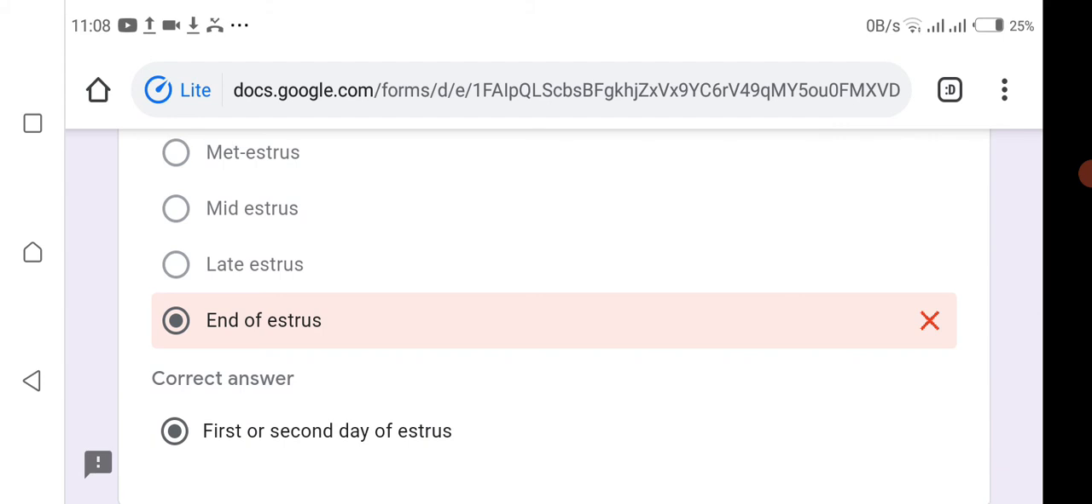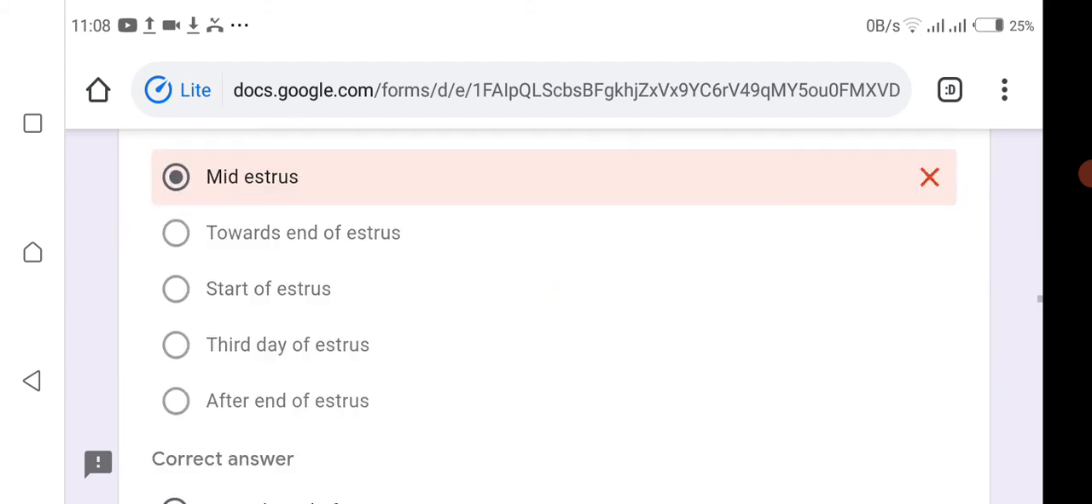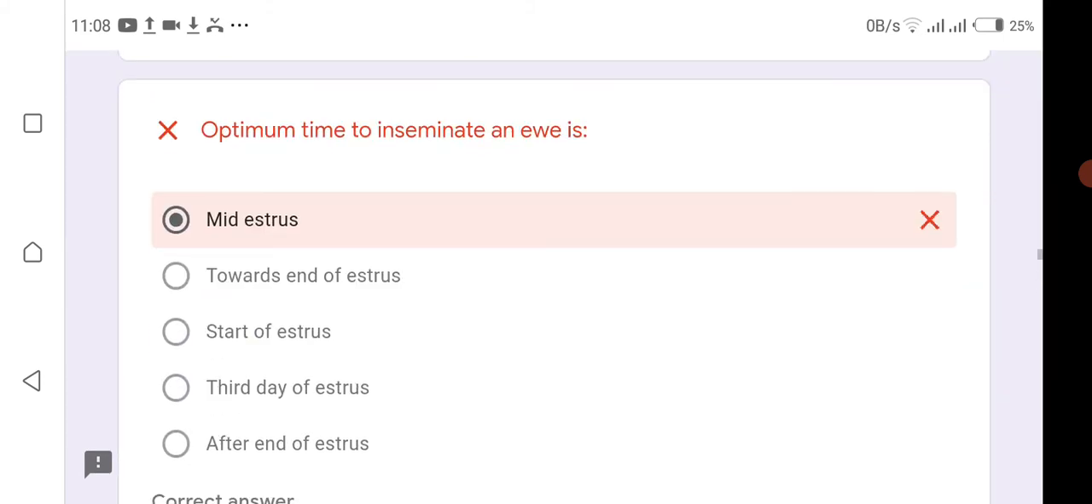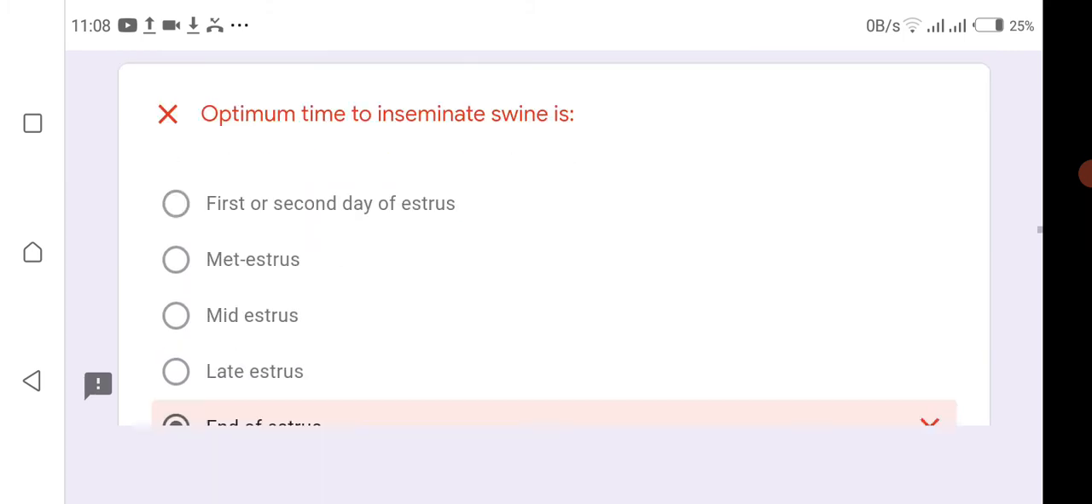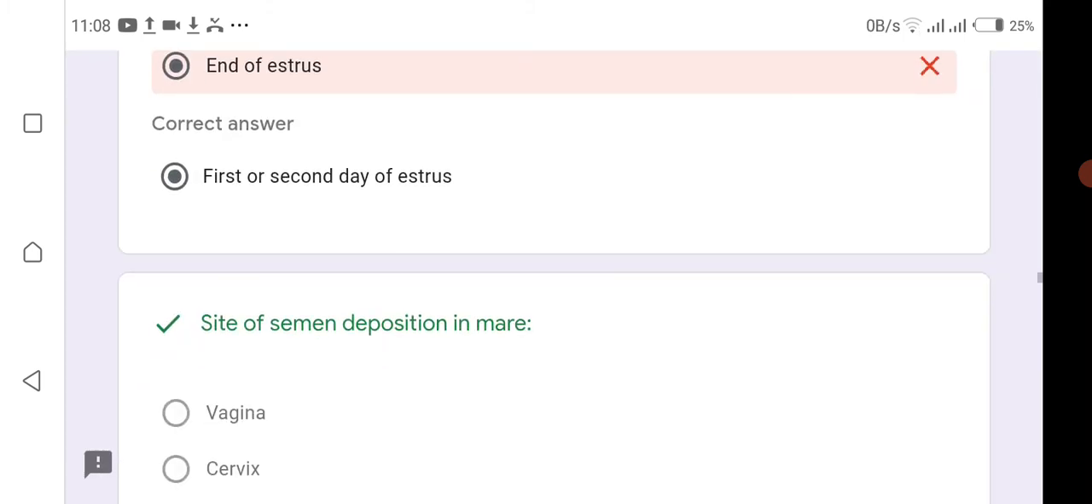At first or second day of estrus, swine is inseminated, and towards end of estrus, ewe is inseminated, and swine is inseminated at first to second day of estrus.